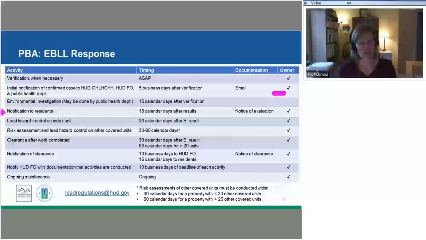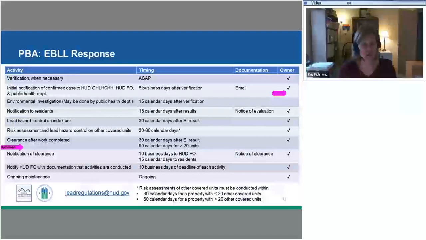If it's decided that the index unit was the cause of the EBLL, then we have all these other things that need to happen. So lead hazard control needs to happen on the index unit. That can be interim controls or it can be abatement. It is up to the owner to decide what they want to do, and that needs to be done within 30 calendar days after the environmental investigation result has happened. At the same time, we're doing risk assessments and lead hazard control on the other coverage units. That needs to be done within 30 to 60 calendar days.